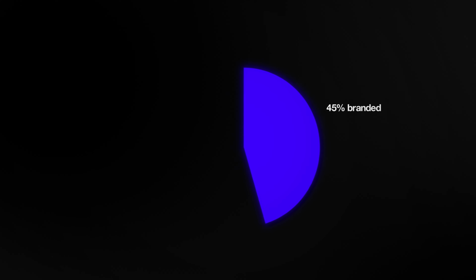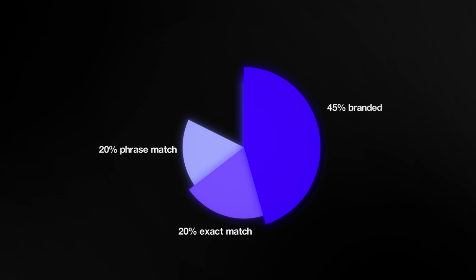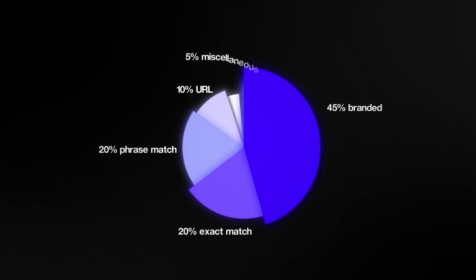Make sure when you're linking to the site, you vary the anchor text as well, and you don't over-optimize this. Here's our anchor text ratio guide: 45% branded, 20% exact match, 20% phrase match, 10% URL, and then 5% miscellaneous. Remember, it's all about quality over quantity. One link from a high traffic site is worth way more than 50 links from literally dead blogs.